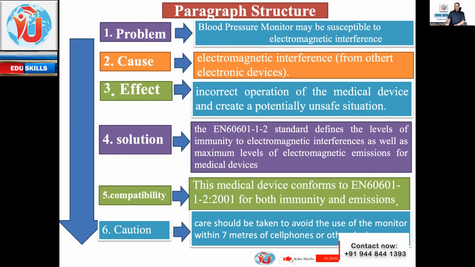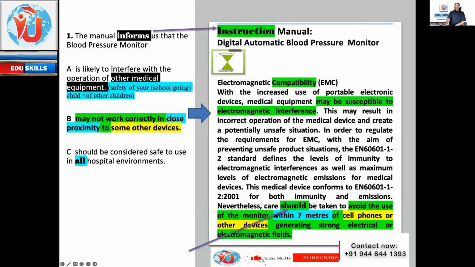And caution given at the end: in spite of that, care should be taken to avoid the use of the monitor within 7 meters of cell phones or other devices. See, this can be put this way: the beautiful structure of a paragraph. Any paragraph can be put into these structures. So definitely you should know the structure. So immediately you can understand from the hedging word whether they are asking for the answer from a problem or a cause or effect, or whether the answer is a solution or a compatibility or caution. But language taste will tell you. Now here it is instruction, here it is informs. You know, informing is different from instruction, right?